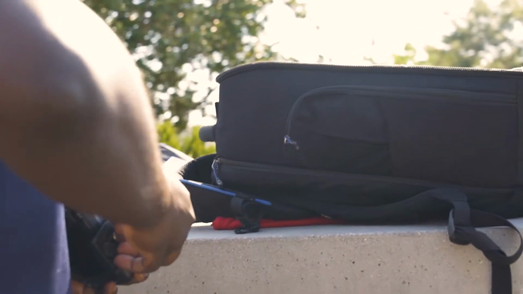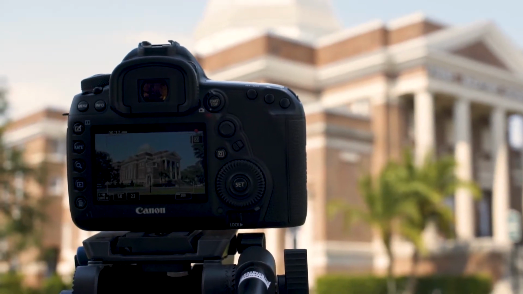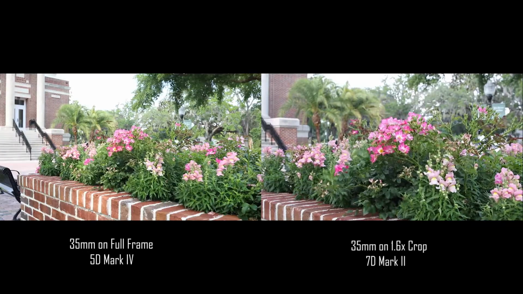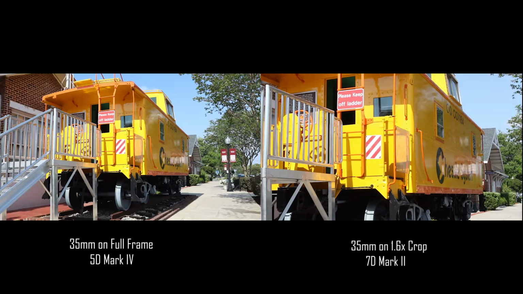The most visible difference is the field of view. For example, in these shots we set up both cameras with the same lens at the same distance and point of view. But if you notice, the crop sensor has a much tighter field of view. This is because the difference in focal length for a crop sensor is measured by its multiplier.